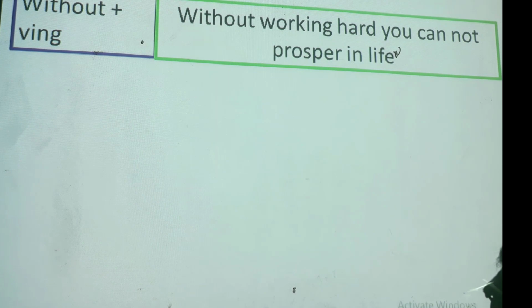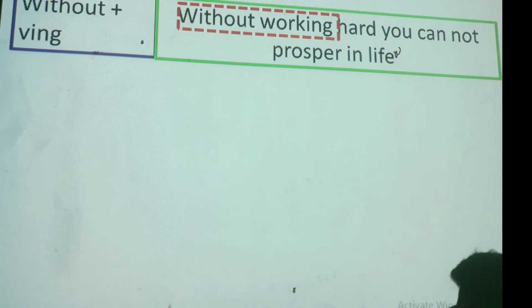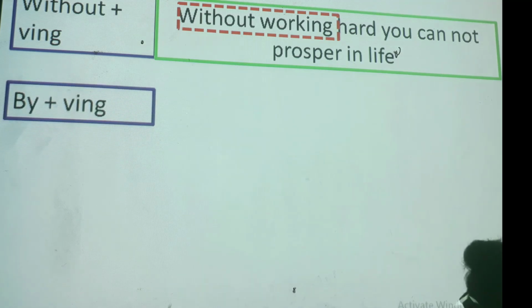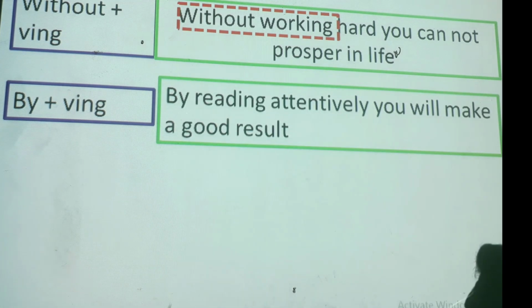Without working hard, you cannot prosper in life. This sentence is simple sentence because in this sentence "without" plus verb ing: the verb is work, and the ending of the verb is ing. When you will see "by" plus verb ing, the sentence is simple sentence. Read the example: By reading attentively, you will make a good result. This sentence is simple sentence. I think you have understood.